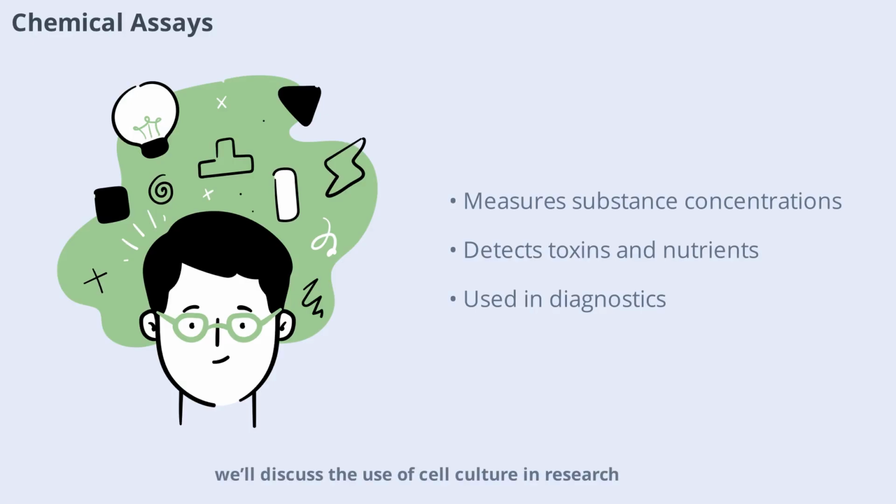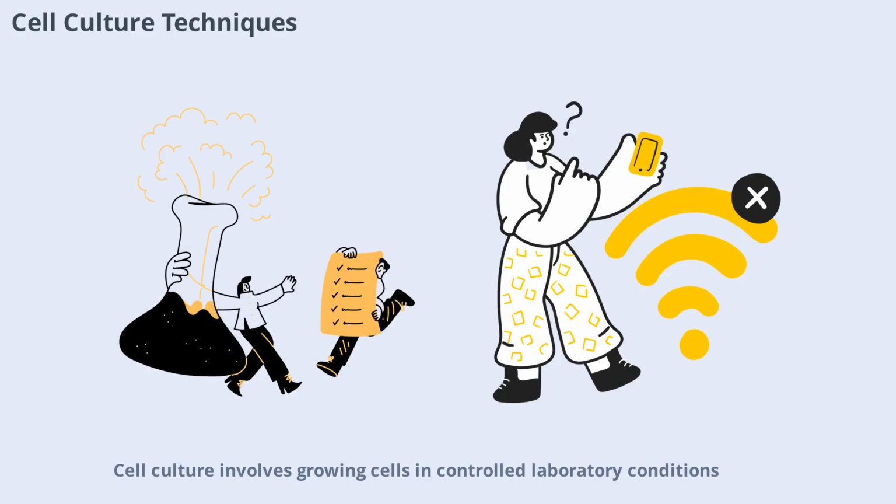Next, we'll discuss the use of cell culture in research. Cell culture involves growing cells in controlled laboratory conditions. This technique allows researchers to study cell behavior, test drug effects, and investigate disease mechanisms. By providing the right nutrients and environment, scientists can observe how cells grow, divide, and respond to stimuli. Cell culture is essential in cancer research, vaccine development, and regenerative medicine. The data collected from cell cultures provides insights that are difficult to obtain from whole organisms.